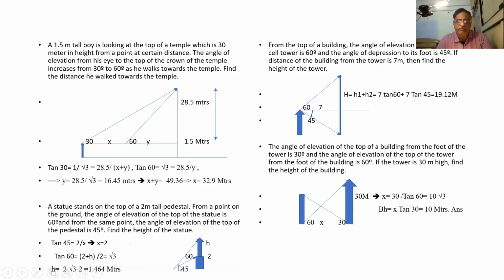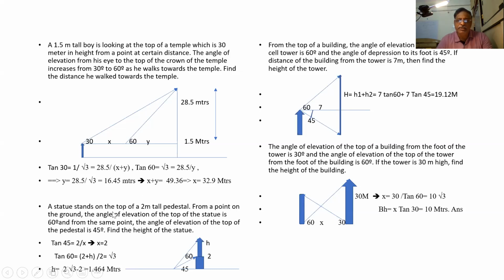So tan 45 is 2 by x. So x is 2, since tan 45 is 1. So this distance is also 2. So now tan 60 is equal to h plus 2 by x. So h is equal to 1.464 meters.